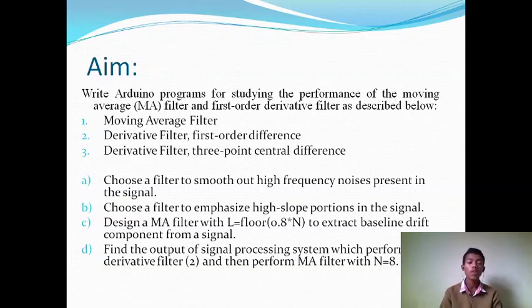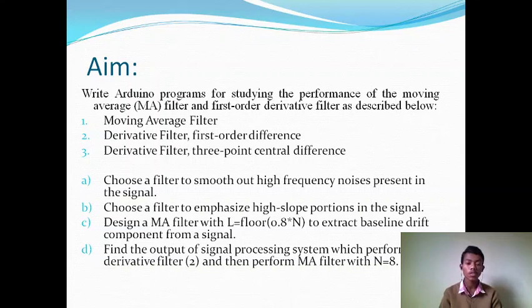First question: he needs a filter to smooth out high frequency noises present in the signal, meaning he wants a low pass filter, to remove high frequency components. So with our previous knowledge we can suggest, sir, you can use the moving average filter to smooth out high frequency noises present in your signal. It is a low pass filter, so high frequency components will be removed.